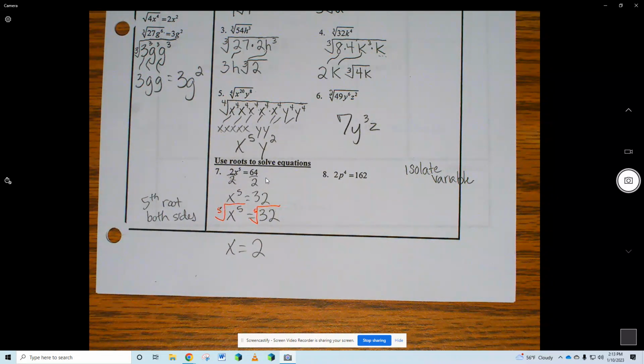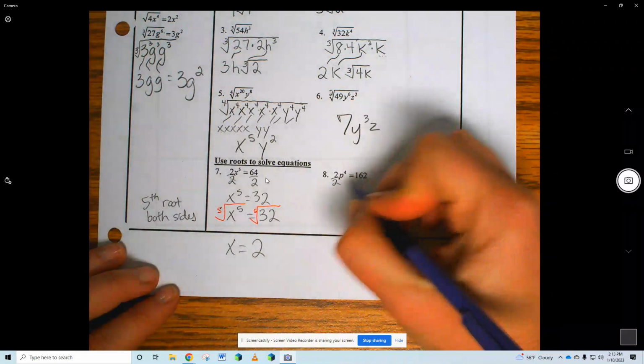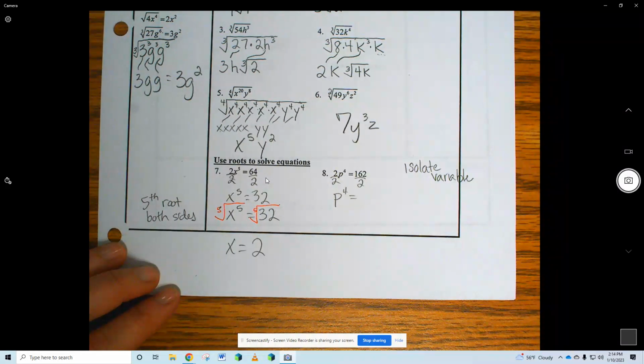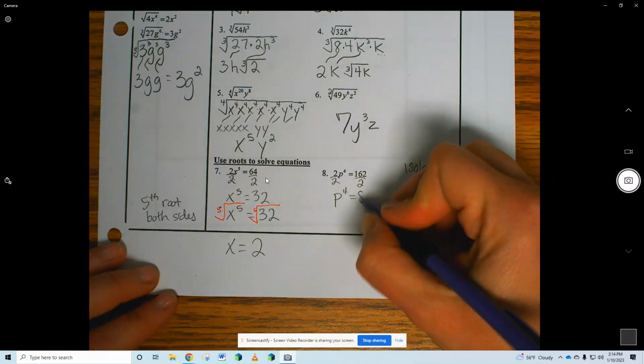All right. Number 8. I'm going to divide by 2 first. P to the 4th equals 162 cut in half. 81, yeah?